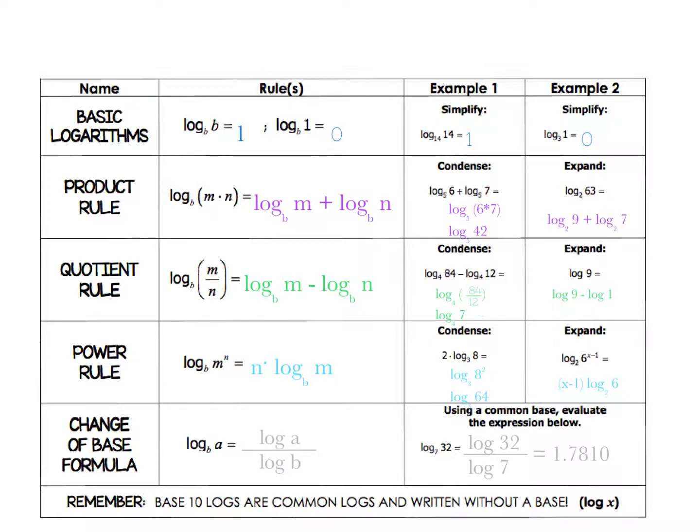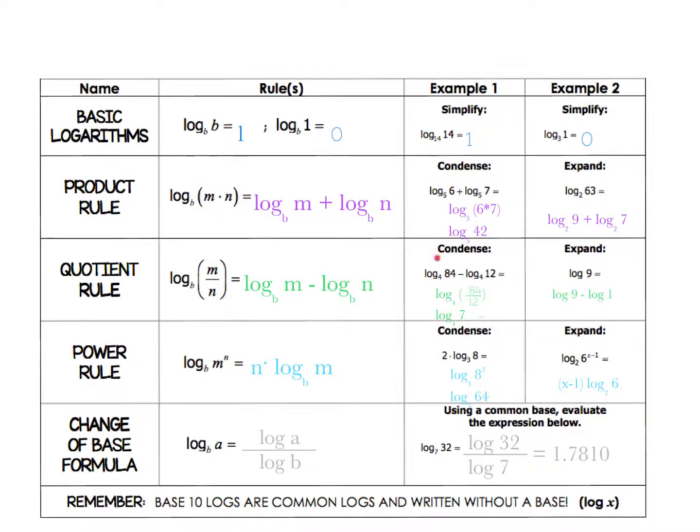All right, quotient rule is the opposite. Instead of multiplying and adding, I'm dividing and subtracting. So over here, when I expanded, I took 9 and I thought about what number divided by what number would give me 9. I chose 9 and 1. You could have chosen 18 and 2 or 27 and 3 or 90 and 10. It doesn't matter as long as those two values that are here and here divide to be 9. And this is the common log. Down here, there is no base, so it's an understood 10. I could have written 10 in, but I didn't need to.